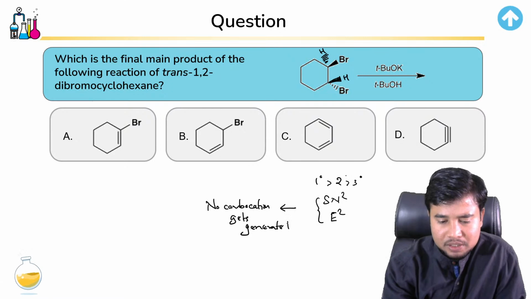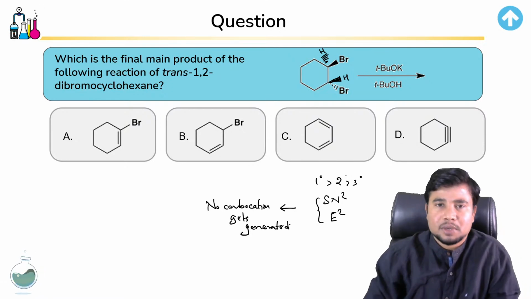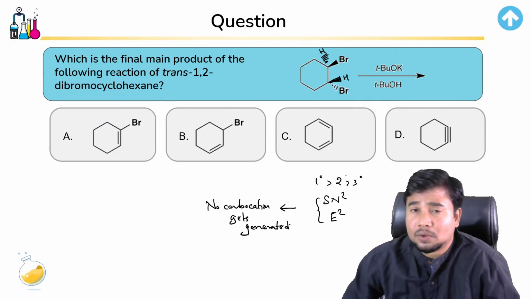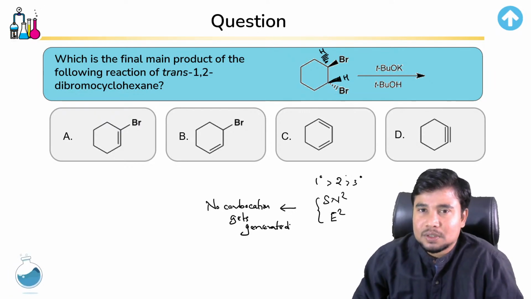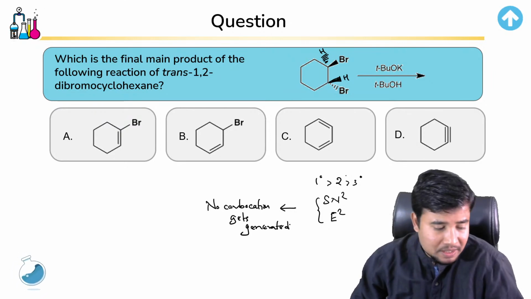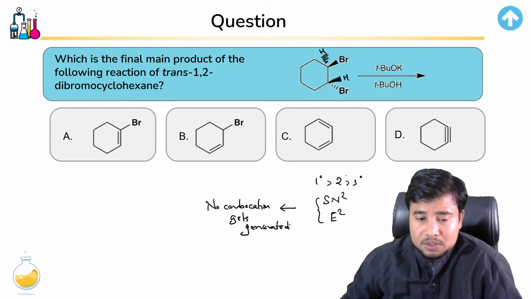Because no carbocation gets generated, we don't need to be thinking much here. We now know that it is either going to undergo elimination or it is going to undergo substitution. But let us say that the reaction is going to undergo a substitution.